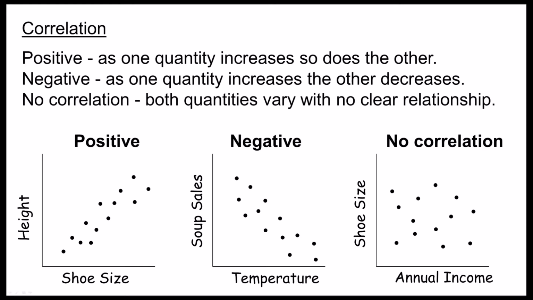Lastly, if a scatter graph has no correlation, it means that both quantities vary with no clear relationship. As you can see in our example, there's no pattern between the annual income and the shoe size. In this situation, there's no trend and the points are simply scattered across the whole of the graph.